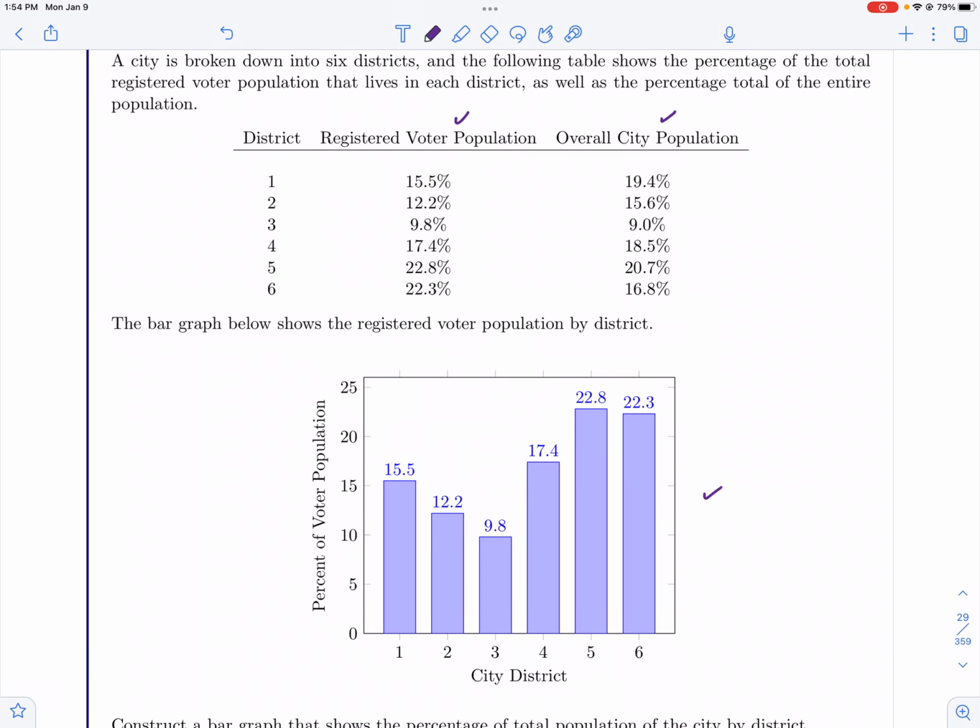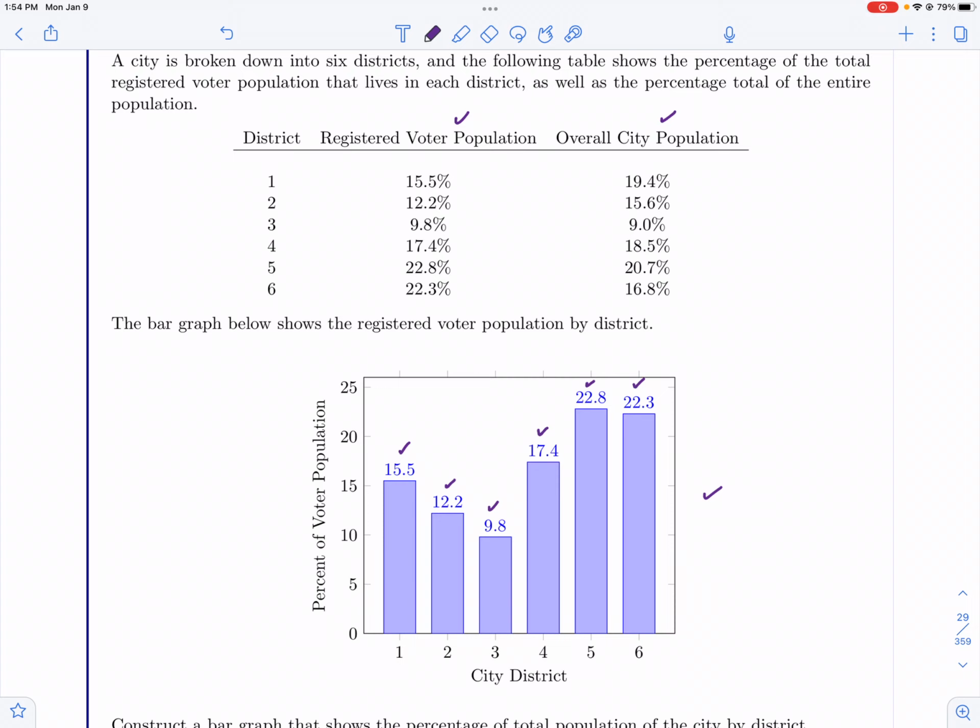Notice we've got at 1, 15.5; 2, 12.2; 3, 9.8; 4, 17.4; 5, 22.8; and finally for 6, 22.3. Again, since it's a bar graph, none of the bars are touching, and we try to center the bar so that the middle lives wherever that number is that we're looking at.